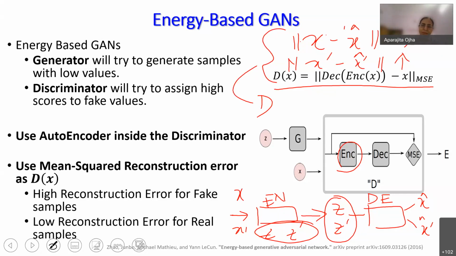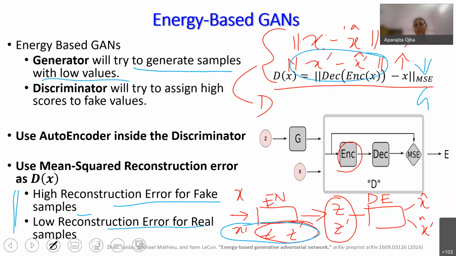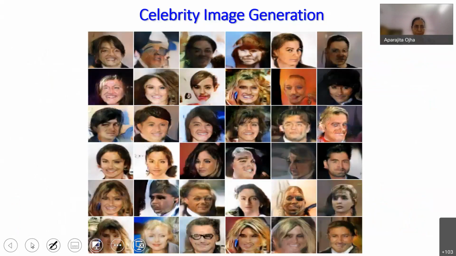While the generator has access to only this part, it will try to decrease this. That is what I'm saying: high reconstruction error for fake samples and low reconstruction error for real samples, that is the discriminator's job. But the generator's job is what? The generator will try to generate samples with low values of this. That is the idea. Is that clear to everybody? I hope it is clear.